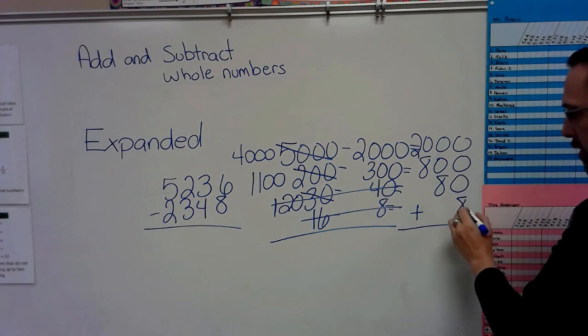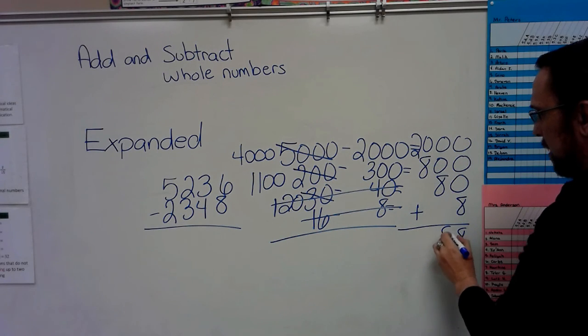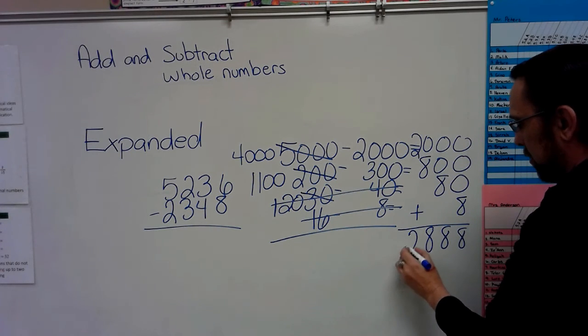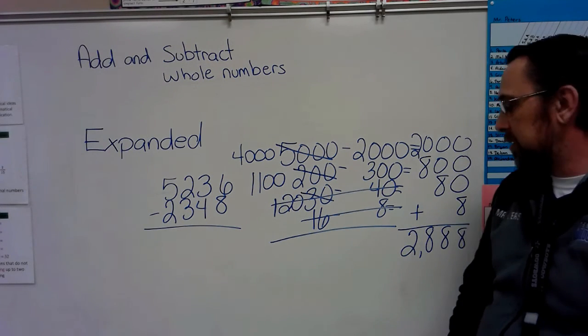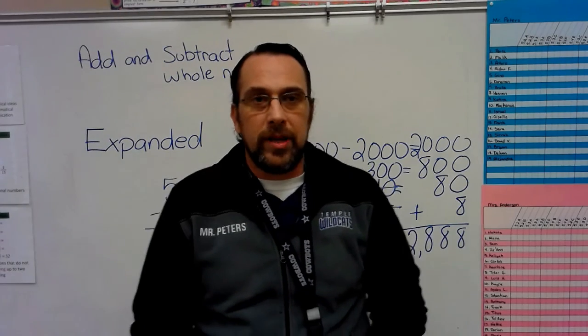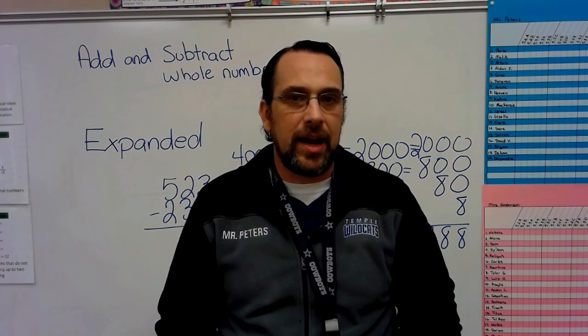0 plus 0 plus 0 plus 8 is 8. 0 plus 0 plus 8 is 8. 0 plus 8 is 8. 2 plus nothing is 2. And I get 2,888. Ladies and gentlemen, this was adding and subtracting whole numbers in the standard and expanded algorithms.